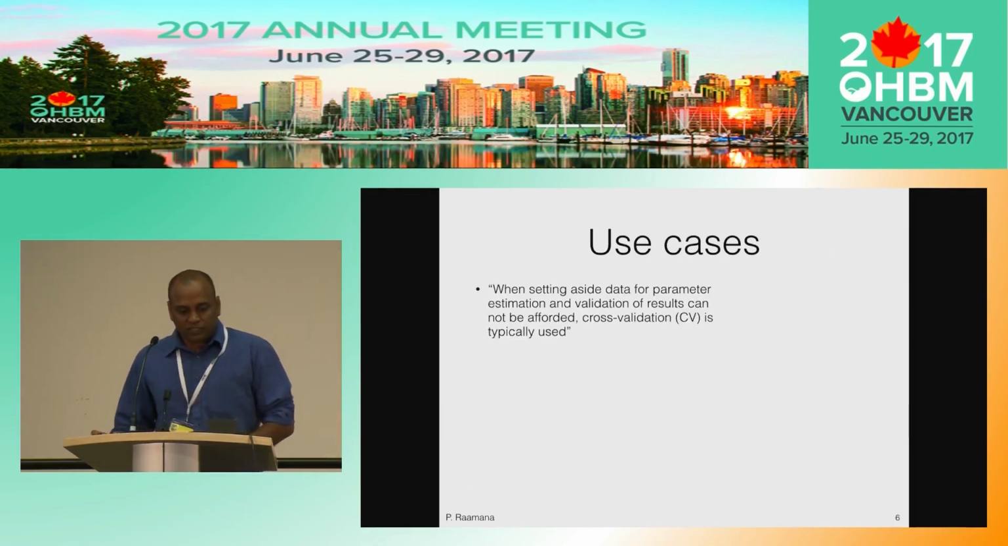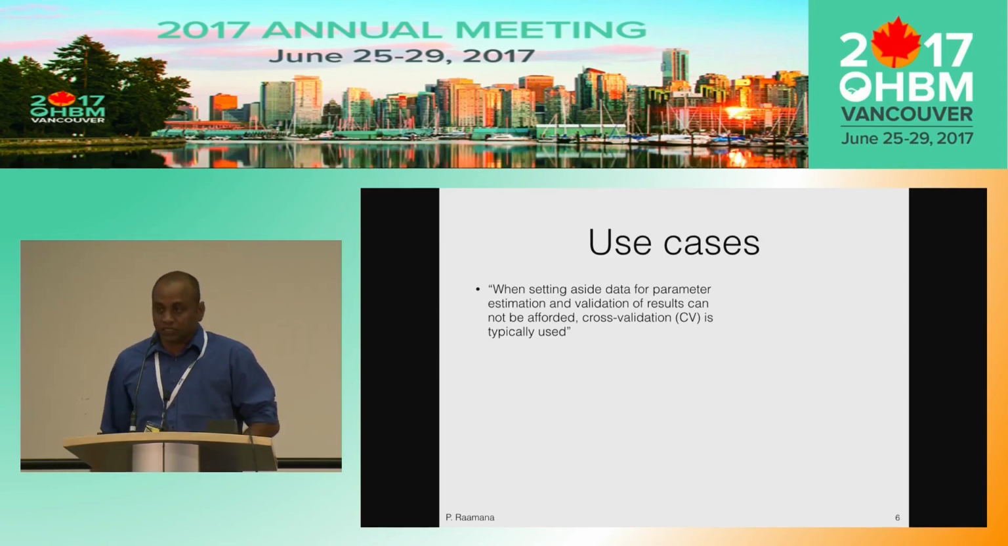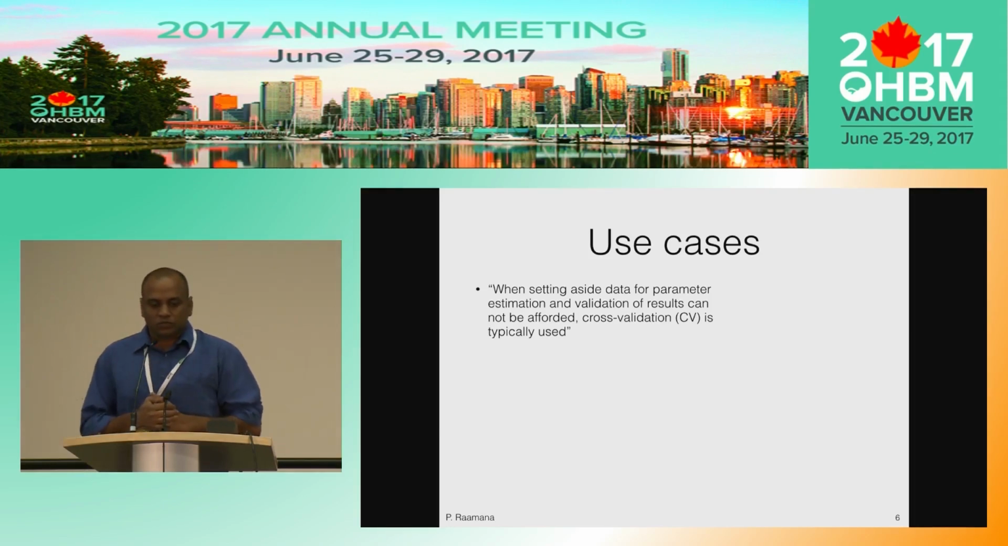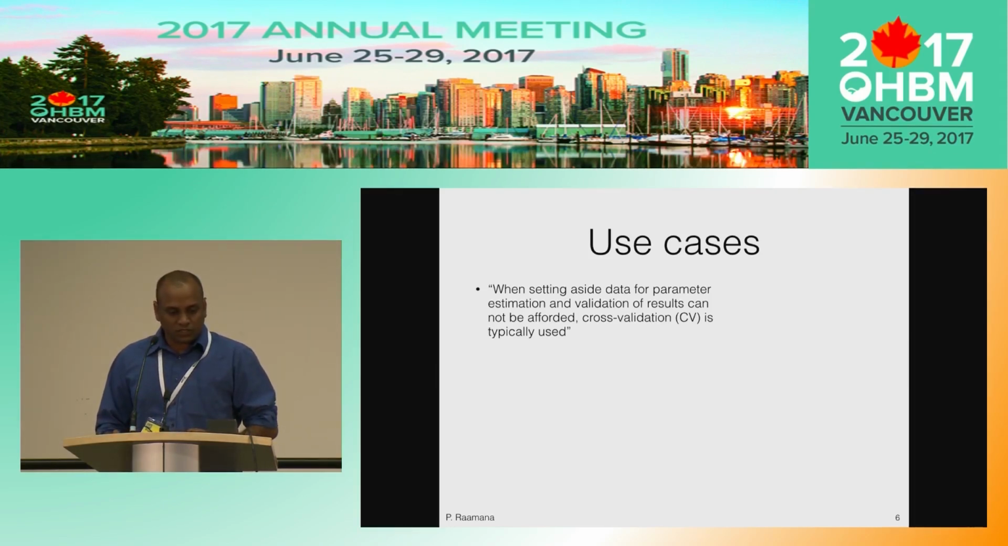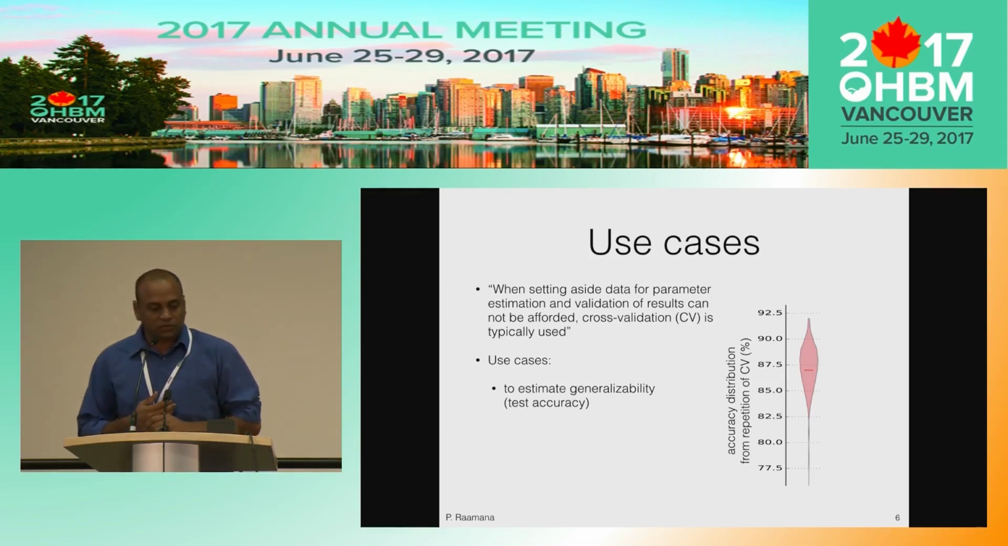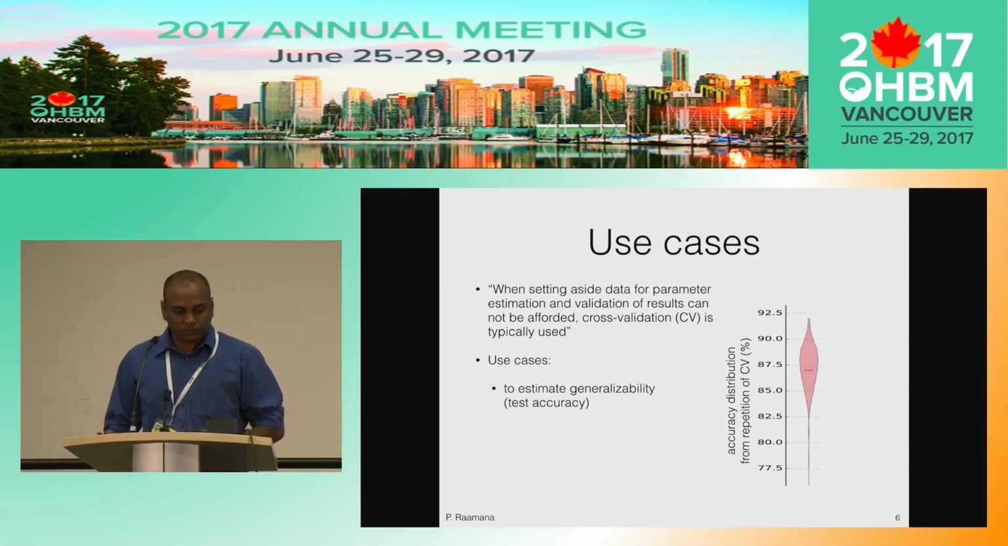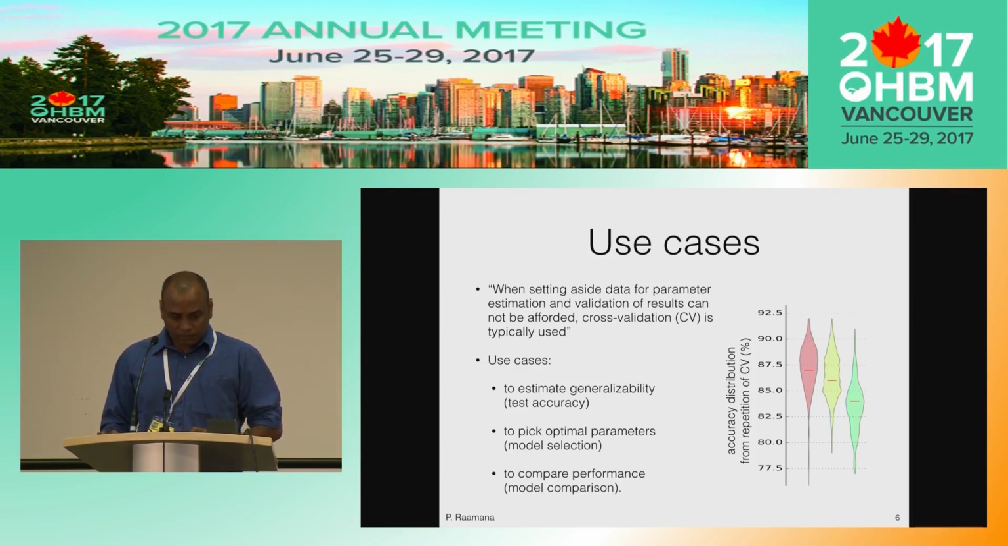So quickly, when setting aside data for parameter estimation or training the machine and validation of results cannot be afforded, we use cross-validation to perform all these tasks. Popular use cases for cross-validation are to estimate generalizability, test accuracy, or test error. There are many other performance measures we would like to measure. Second is to pick optimal parameters, try out different parameters for the machine and see which ones are performing better, and to compare different models if you are trying to see if some techniques are performing better than others. Of course, it could be used in many other scenarios whenever out-of-sample predictions are involved. Typically in machine learning, these are the 3 popular use cases you'll be encountering.